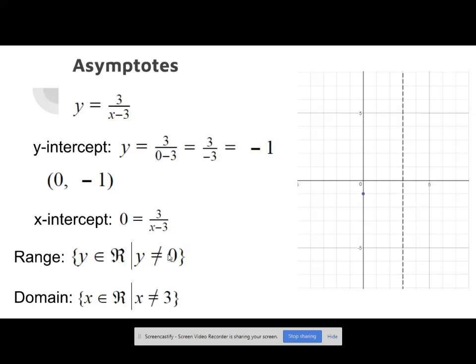The horizontal one here, the y equals 0, is a little bit fishy. You can cross a horizontal asymptote.